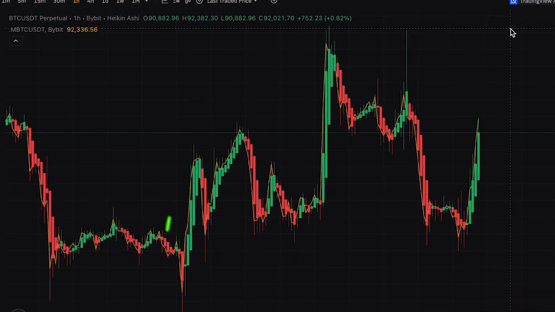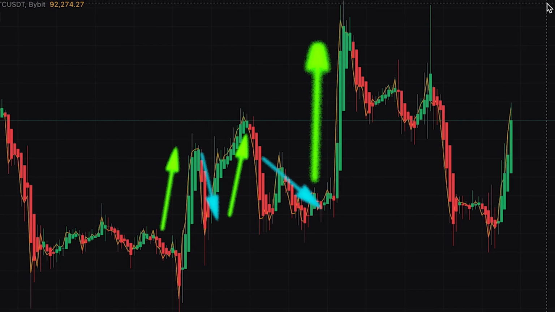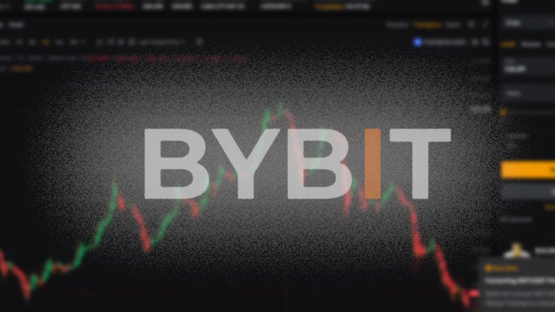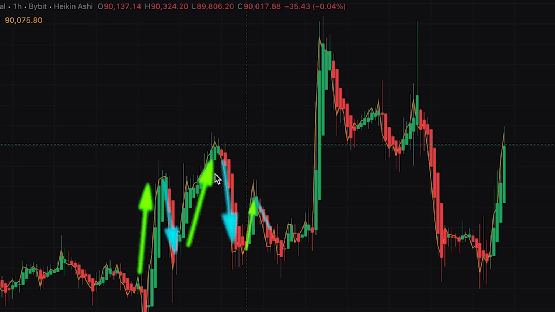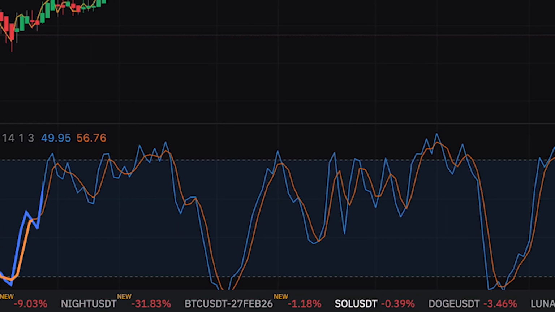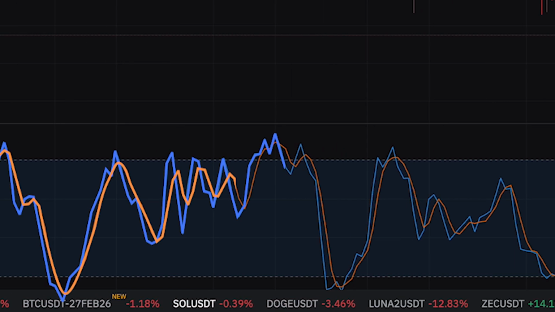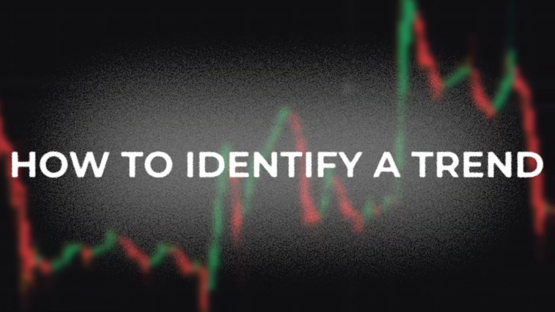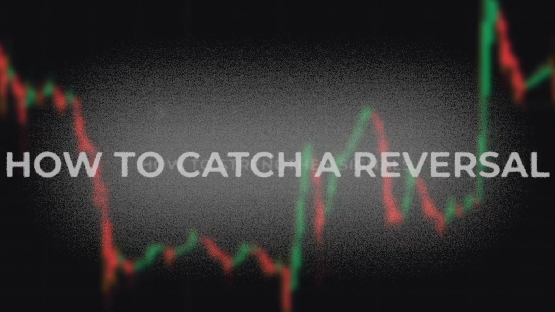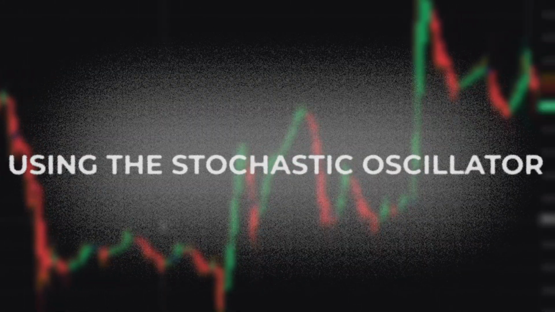Hello, traders! Today we'll break down a simple but powerful strategy using the Heiken Ashi indicator on the Bybit crypto exchange. It's a great way to filter out market noise and see trends the way big players see them. We won't talk about formulas or creators, that doesn't help you make money. Instead, we'll move straight to practice: how to identify a trend, how to catch a reversal, and how to strengthen signals using the stochastic oscillator.